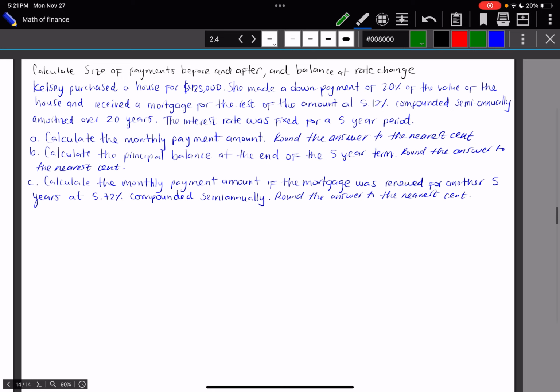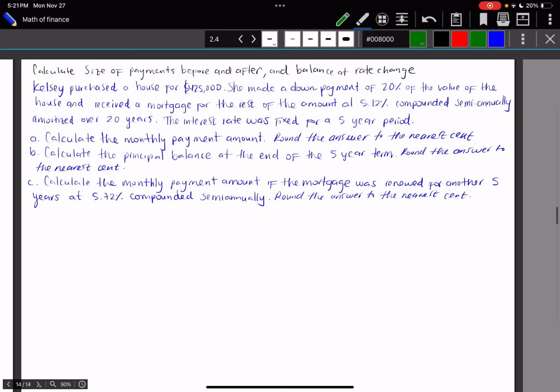We need to work with 3 parts in this question. First, we need to calculate the monthly payment amount. Second, we need to calculate the principal balance at the end of the 5-year term. And third, we need to calculate the monthly payment amount if the mortgage was renewed for another 5 years at 5.72% compounded semi-annually. And in all parts, we need to round answers to the nearest cent.